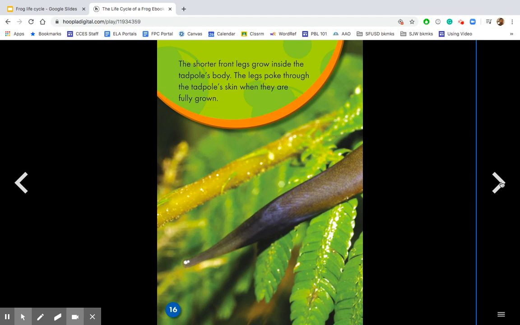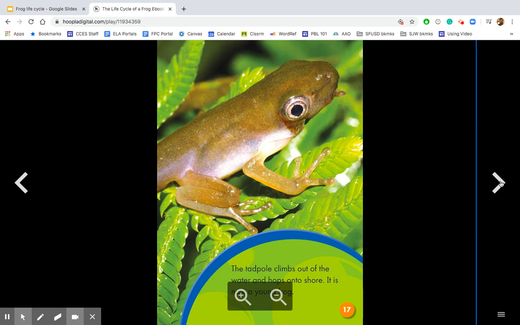The shorter front legs grow inside the tadpole's body. The legs poke through the tadpole's skin when they are fully grown. The tadpole climbs out of the water and hops onto the shore. That's the land. It is now a young frog. Do you remember what a young frog is called? If you said froglet, you're correct.